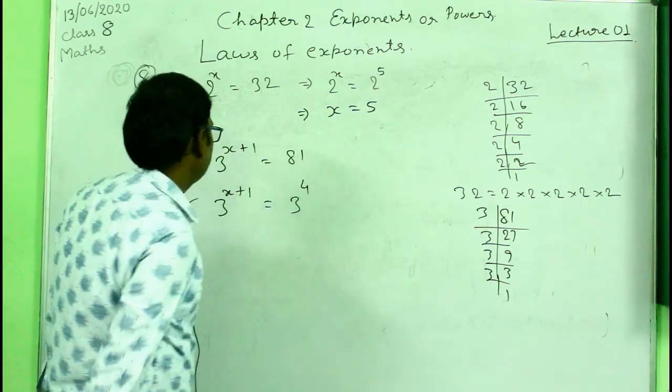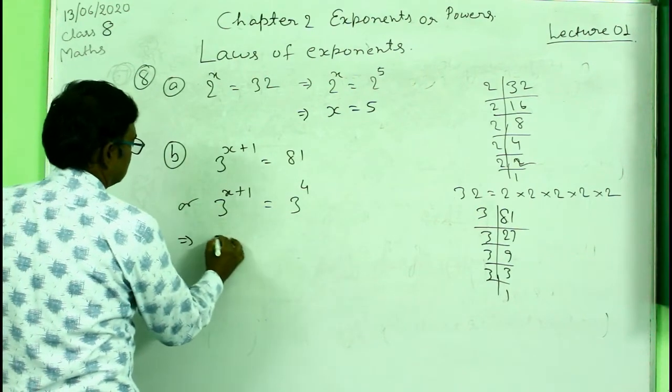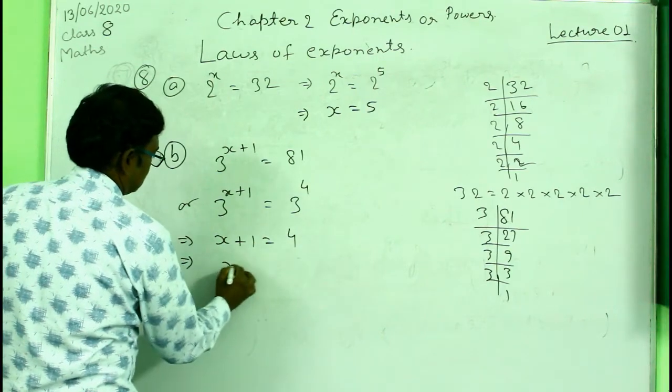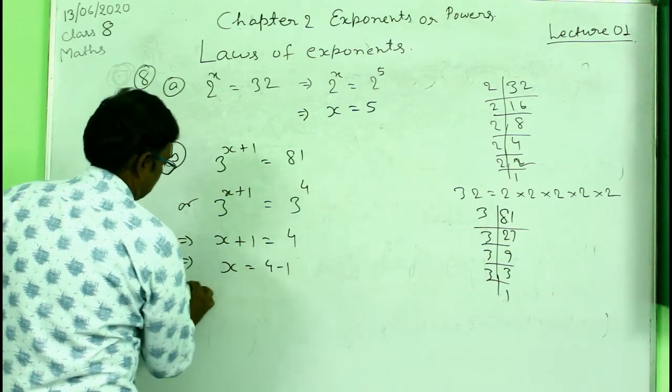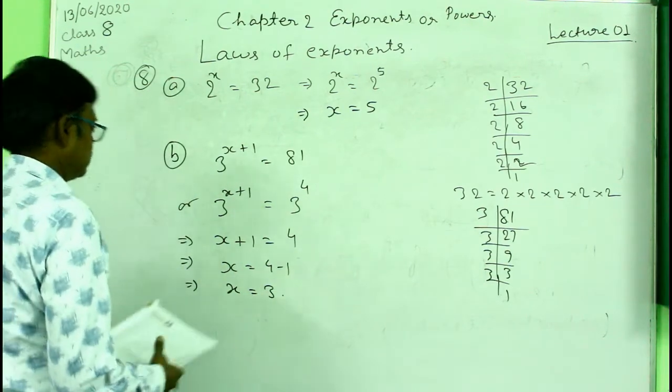Now again on both sides the base is same, and therefore the power will be equal in this case, that is x plus 1 equal to 4. This implies x equal to 4 minus 1, or x equal to 3. So the answer is x equal to 3 here.